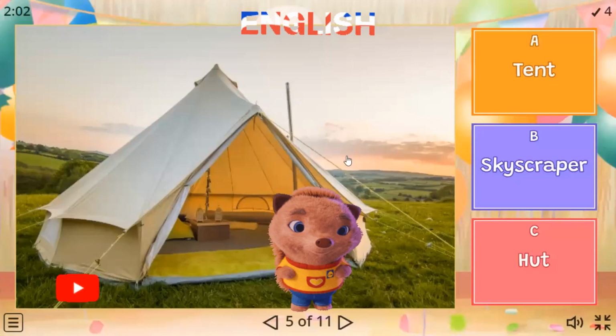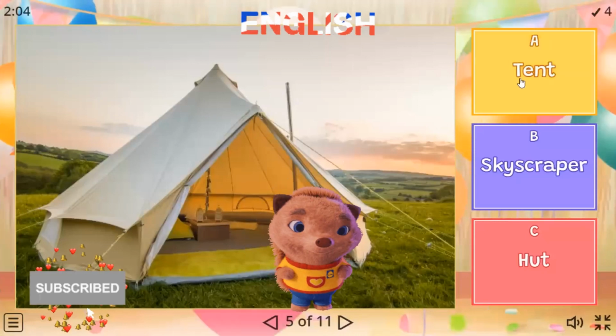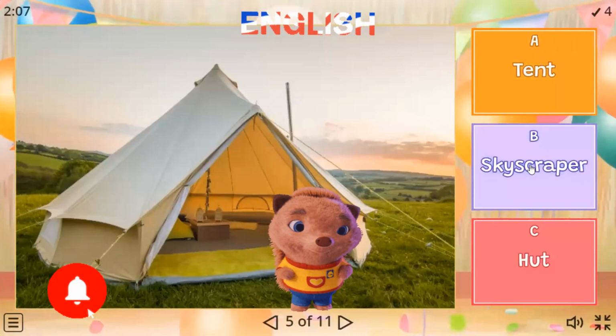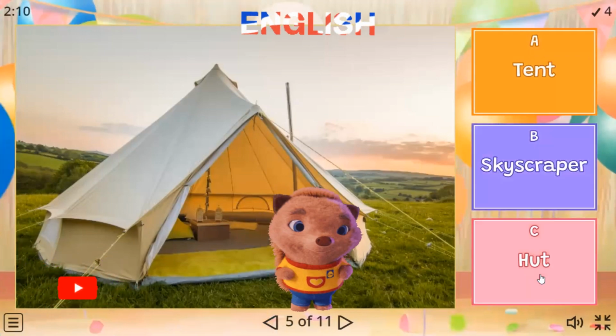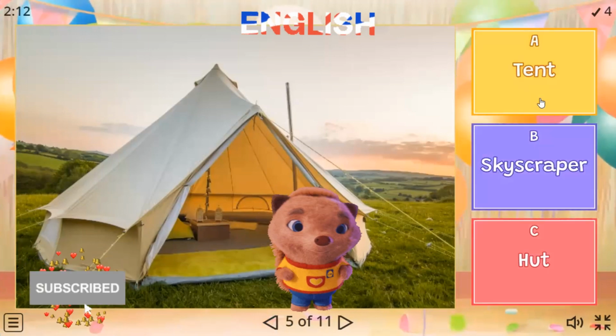Next, we have a picture. Can you guess it? Which type of house is it? Option A, tent. Option B, skyscraper. Option C, hut. The right answer is tent.